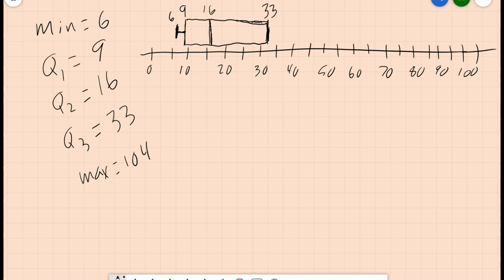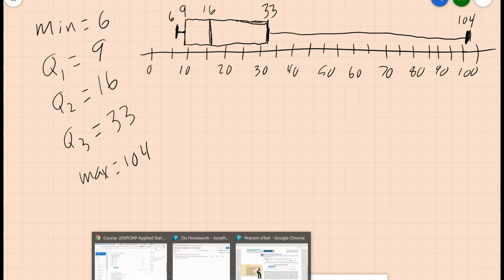16. And then my maximum is all the way out at 104. So here's 105. So 104 would be right here. And I make my line go all the way to there. 104. So that's my box and whisker plot. And that one graphic tells me a lot about the data set. And that's called a what? A box and whisker plot. All right.